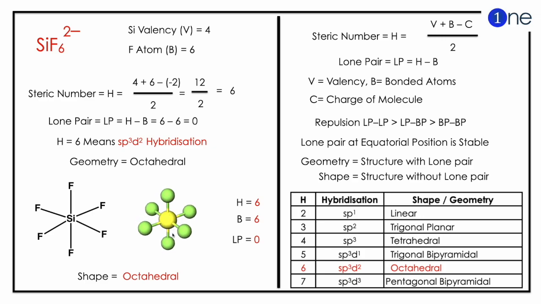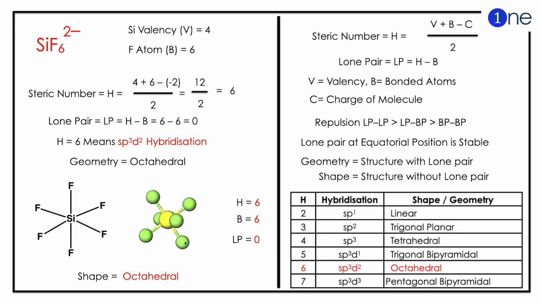To find the hybridization, you should know the steric number, which is H equals (V plus B minus C) divided by 2. Here V represents valency; silicon has 4 and the bonded atom is fluorine, which is 6. So if you substitute in the formula, 4 plus 6 minus (minus 2), which gives 12 by 2. So H equals 6. The lone pair will be H minus B, which is 6 minus 6 equals 0.